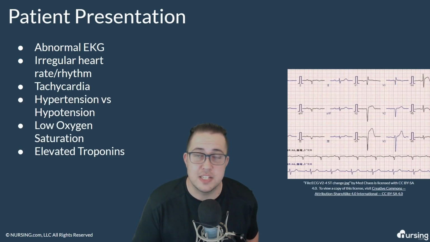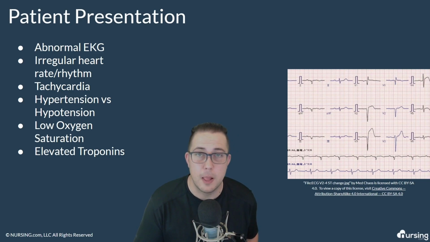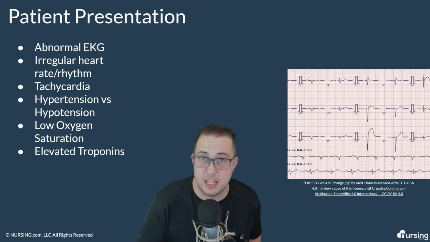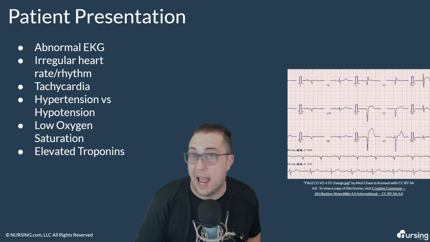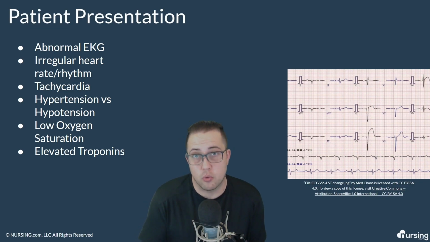So some of the other things that a patient may present with are abnormal EKGs. We specifically look at the ST wave, right? What you're used to seeing in patients who have MIs are ST elevation or ST depression. Make sure you freshen up on our EKG course if you're unsure what I'm talking about. But this change in our ST wave is directly reflective of either cardiac ischemia, lack of blood flow, or actual infarction. We could also see an irregular heart rate or rhythm.